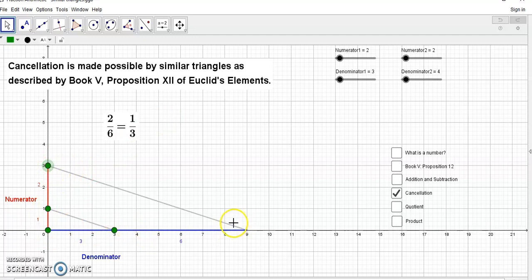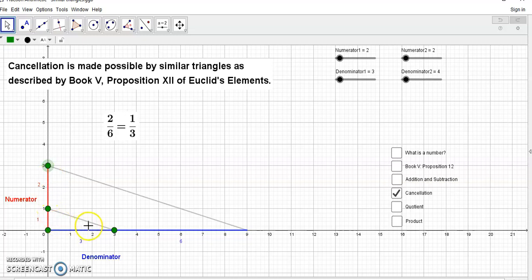2 6's, isn't it? So we can cancel out that way, right? And now we're back to a third, yeah? So cancellation also comes from the properties of similar triangles. And I've shown you here how the numerator and denominator are formed.